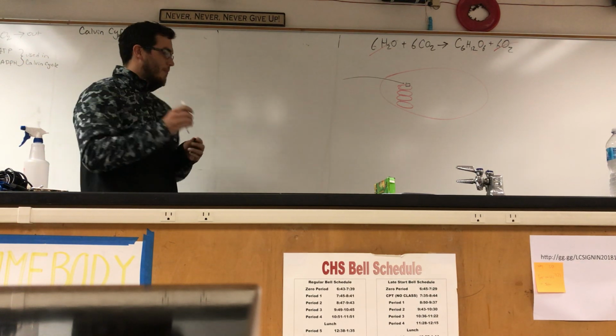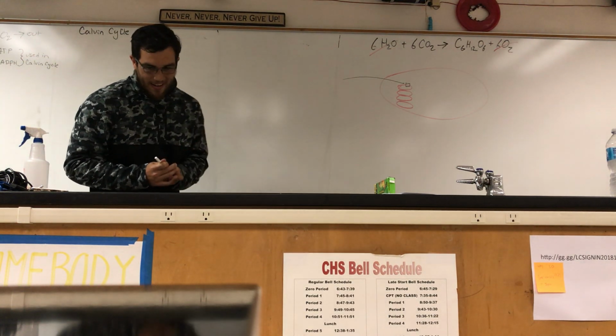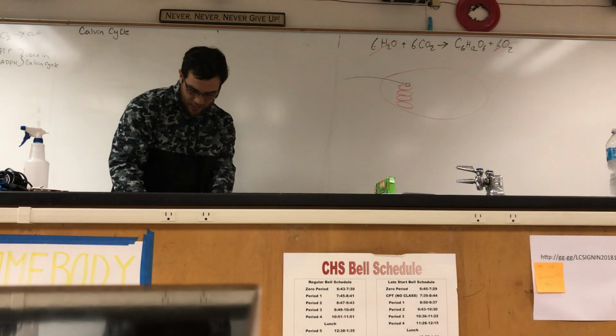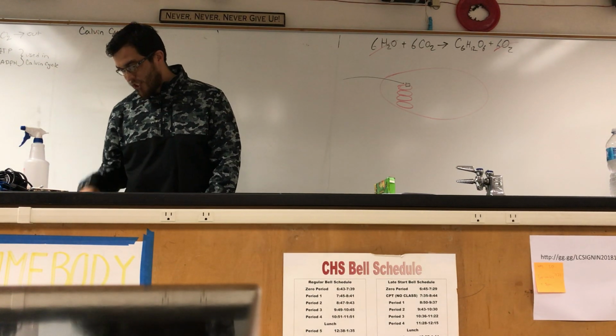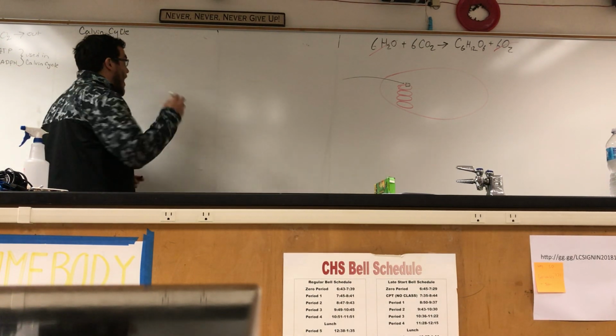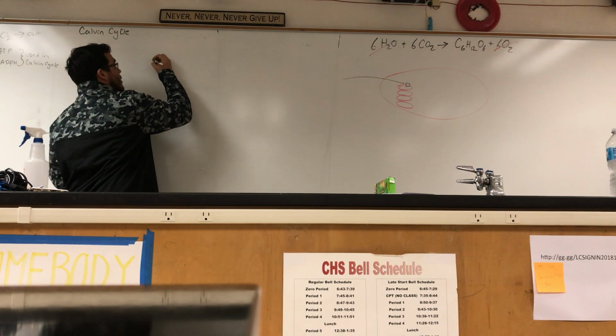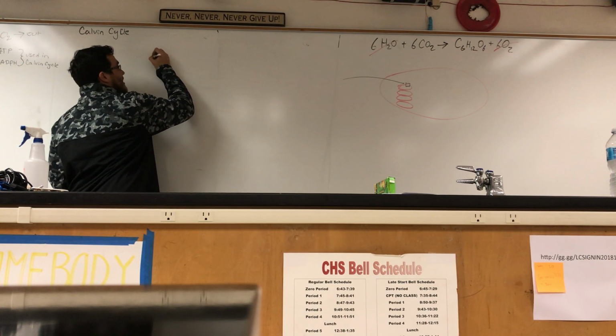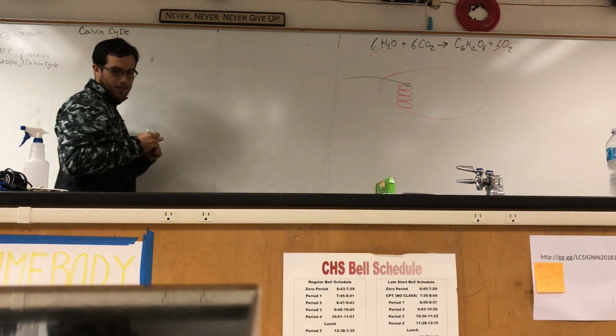All right, so we've got this whole step called the Calvin cycle, meaning the things in this are going to cycle through. So I'm going to start with something. I'm going to start with a molecule, and I've got 6 of them. I've got 6. Pen's trash.